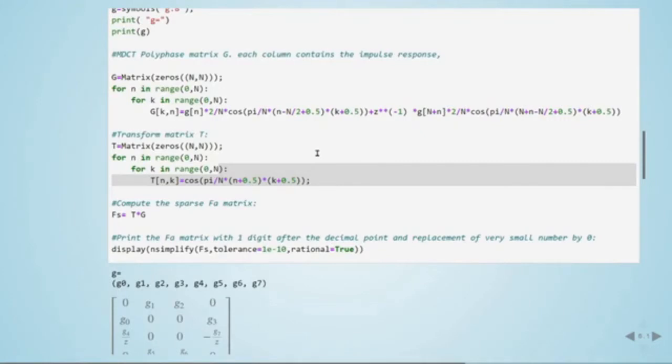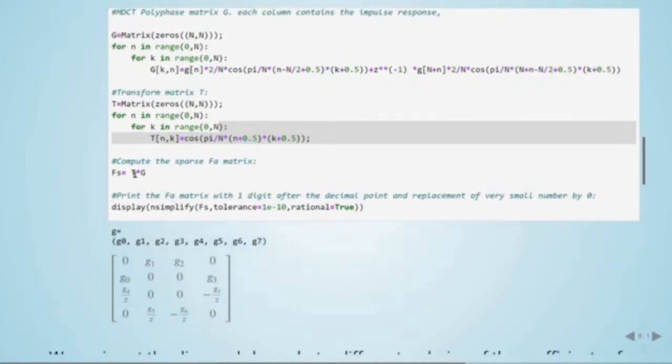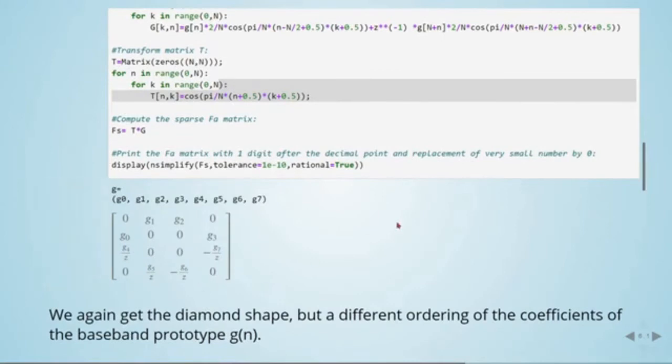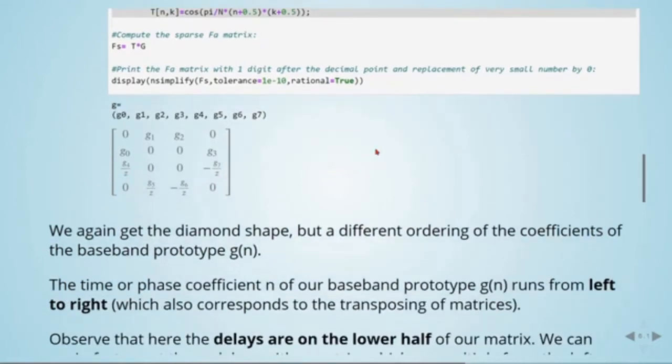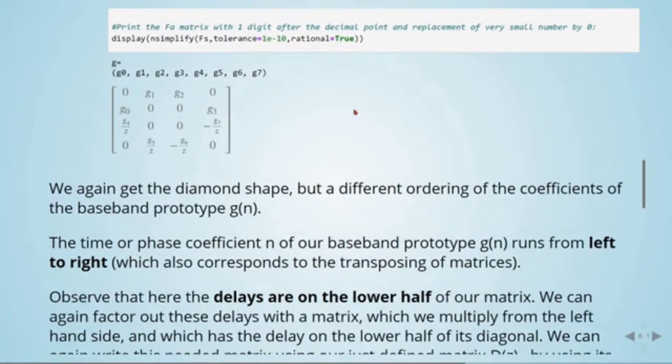Now we are using it for the synthesis, and we can compute the sparse matrix, so it will be T times G. Here we have again this diamond shape, but now with a different ordering of the coefficients of the baseband prototype g of n. So the time or phase coefficient n of our baseband prototype g of n runs from left to right, which also corresponds to transposing of matrices. And observe that here the delays are on the lower half of our matrix.